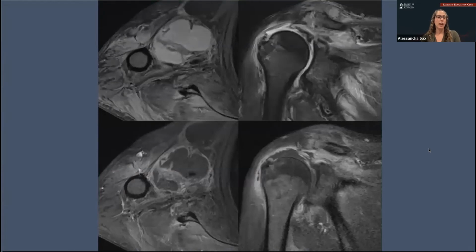I believe this is our last case. If we can take a look at these images of this woman who's got acute on chronic shoulder pain. She'd actually had an injection in the orthopedic surgery office of some steroid for this acute on chronic shoulder pain.